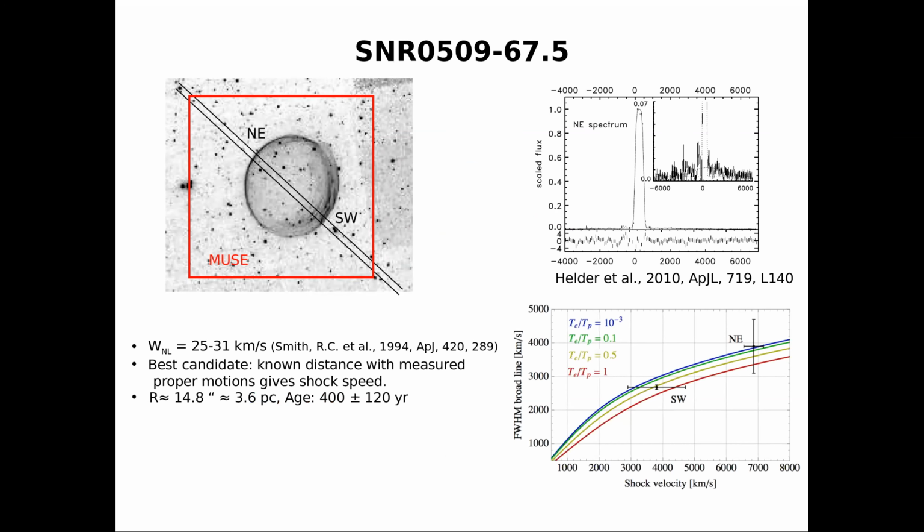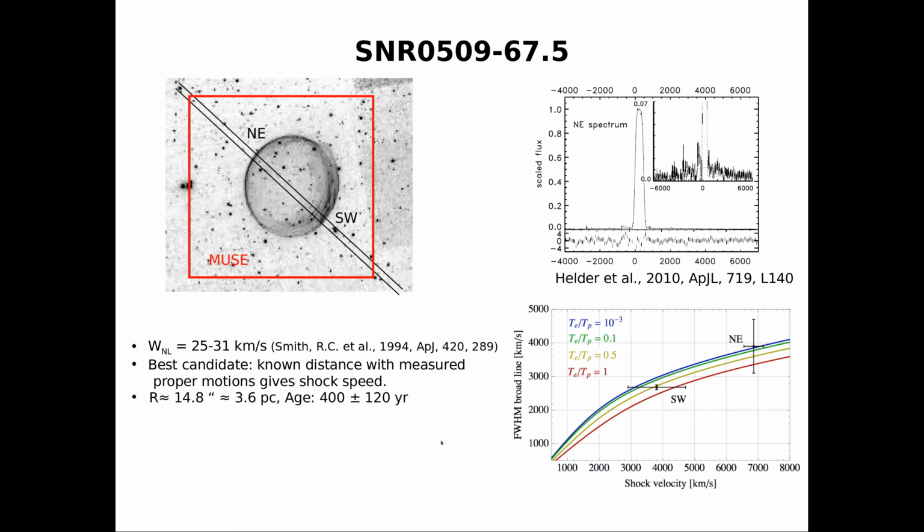One of the reasons is that the narrow line width already has some indications of cosmic ray presence, because it's measured to be between 25 and 31 kilometers per second. Then this remnant is one of the best candidates, since we know the distance to the LMC, and we have measured proper motion, so we can get an independent estimate of the shock speed. Some information about the remnant: the remnant is old, around 400 years, and the size is around 3.6 parsecs.